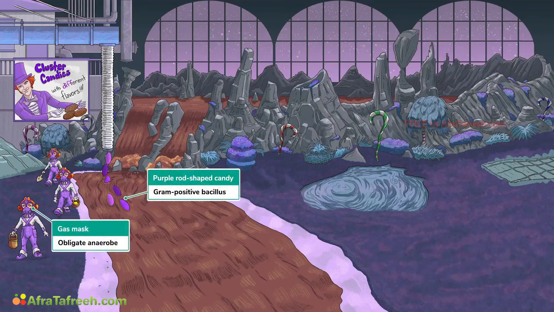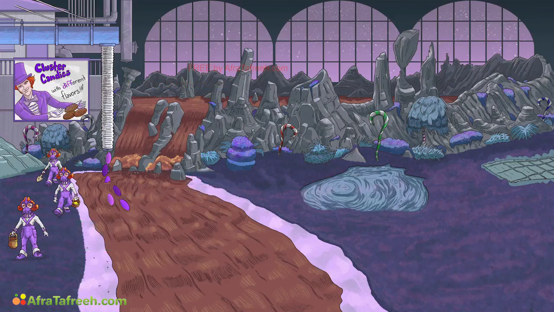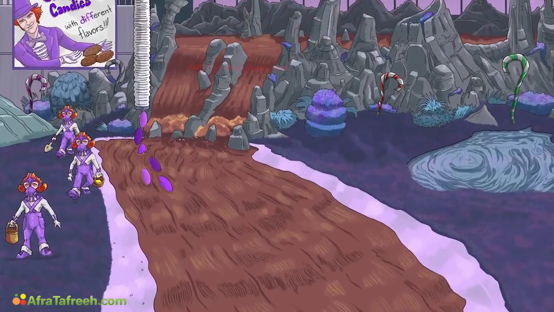They have a lot in common, at least when it comes to basic features. Like Clostridia, C. diff is a gram-positive bacillus and an obligate anaerobe. We've included some purple rod candies in our chocolate stream to remind you of C. diff's morphology. And the oopsie poopsies are wearing our recurring symbol for obligate anaerobes, anaerobic gas masks.